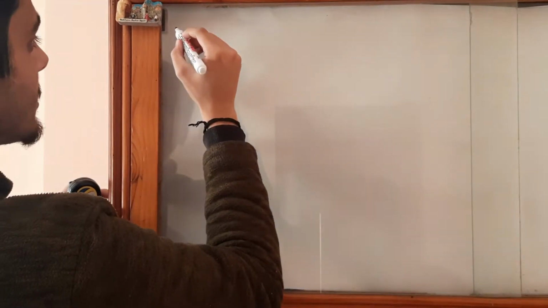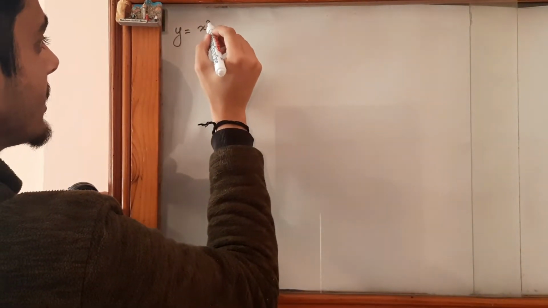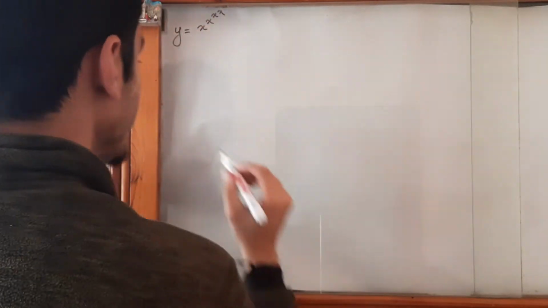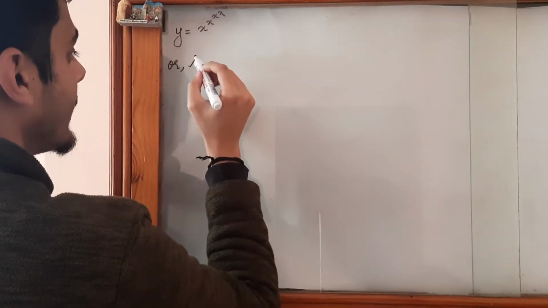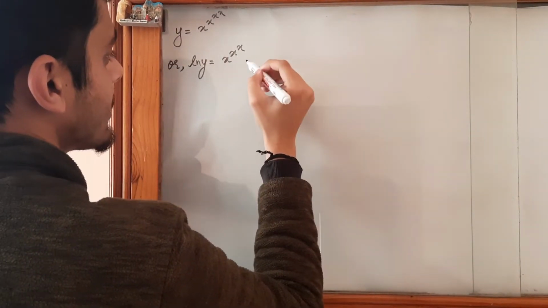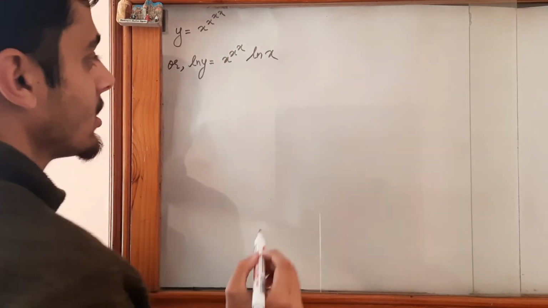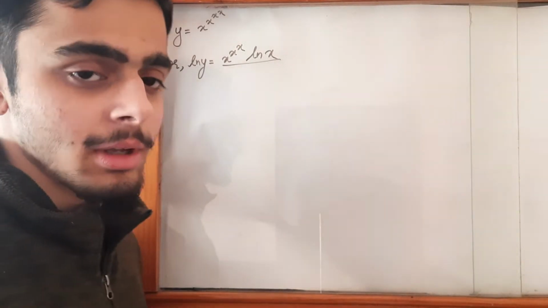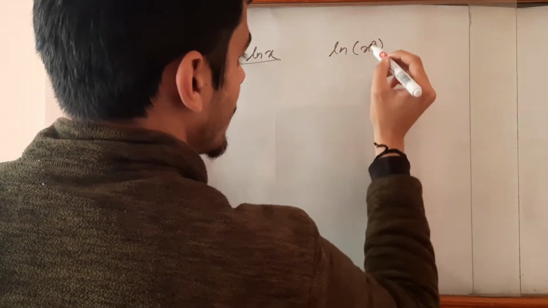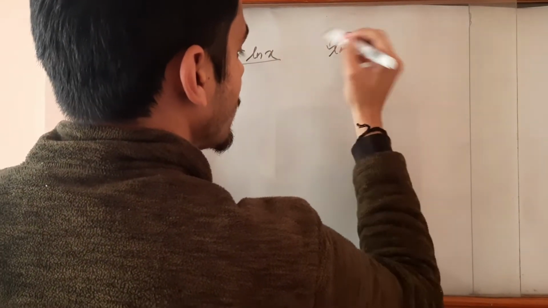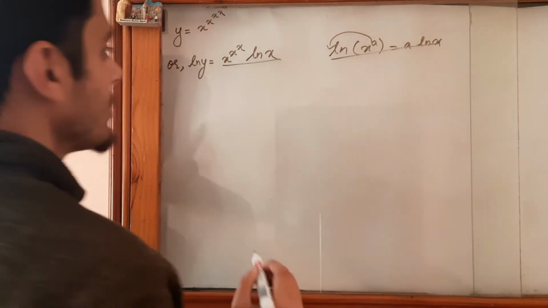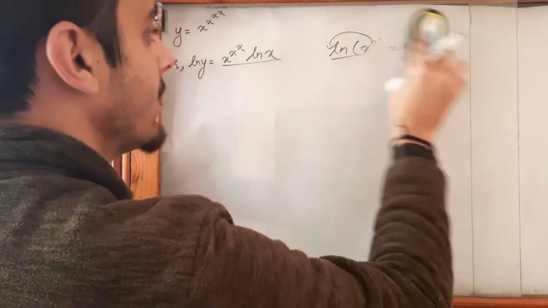So to start off, let's just write this function over here and let's apply logarithm on both the sides. So ln y equals ln of x to the power x to the power x, to the power x. So we just use the property of log over here. This is the property that we use. So this power moves forward and it can also be expressed like this. So that's what we did here.